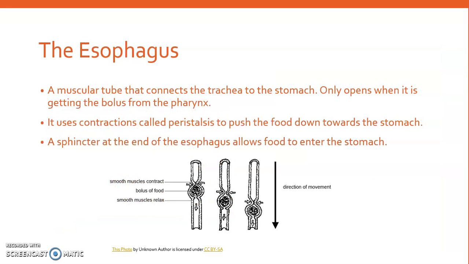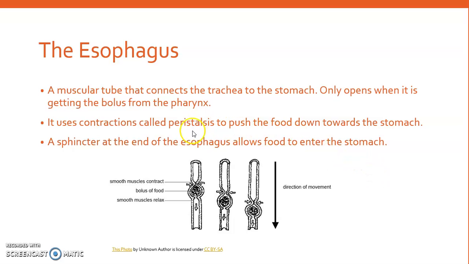So the esophagus, that's the next step, and it's a muscular tube that connects the trachea to the stomach. It only opens when it is getting the bolus from the pharynx. So otherwise your esophagus is very collapsed, so it's not taking up a ton of space. Because you're usually breathing, you're not usually eating, so your esophagus kind of folds away so that it's not in the way of breathing, and you don't breathe a whole bunch of air into your stomach.